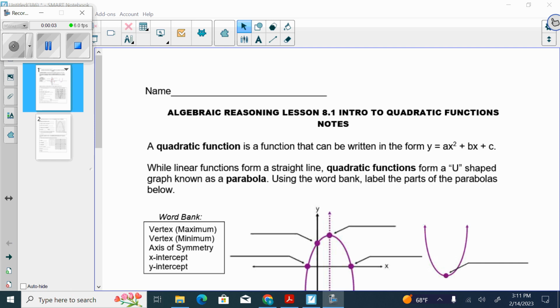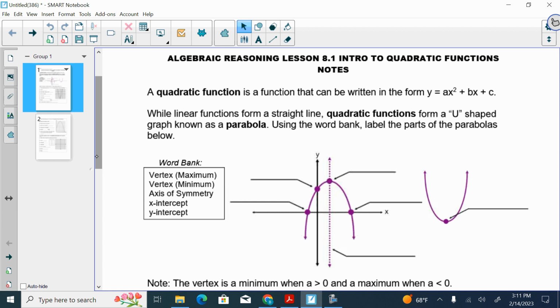So remember, quadratics are those U-shaped graphs, the parabolas. So we're going to be talking about, first today, just some of their major characteristics. So what can you see when you look at them on a graph, okay? So in this first section, they tell us that a quadratic function is typically written in this form.